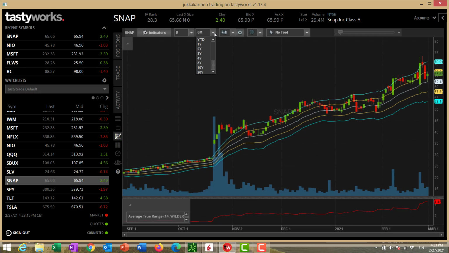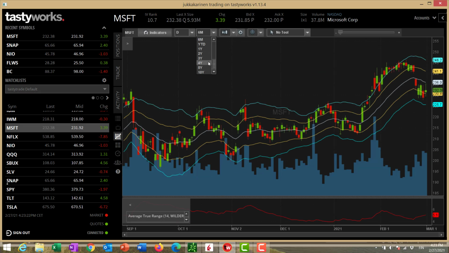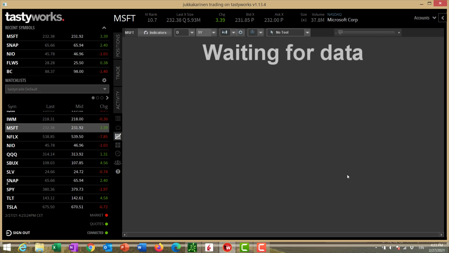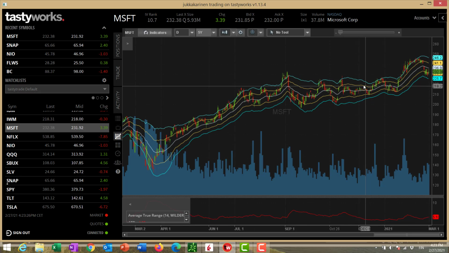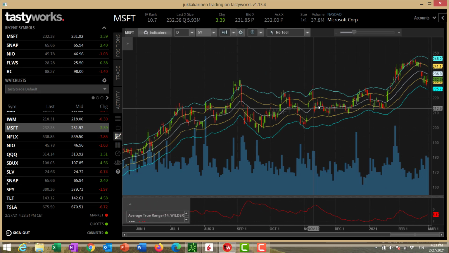Why do you have only 6 months? Okay, Snapchat doesn't probably have more. Let's take Microsoft. There's a lot more data and I want much more, let's say 5 years. 5 years of data for Microsoft. And here you see the same thing. Microsoft is moving quite nicely within the first Keltner channel around the monthly average price. And then something happens now and then where it goes to the second one and then it returns back to the normal.